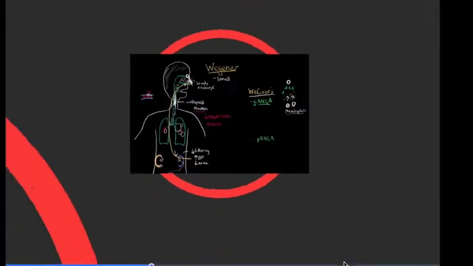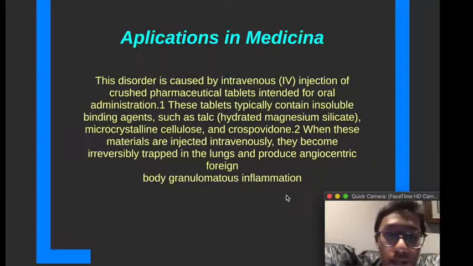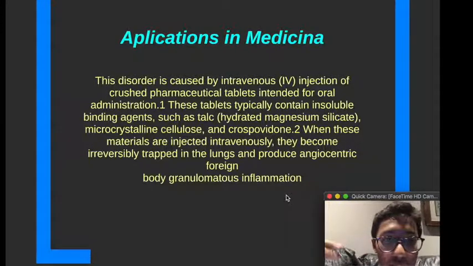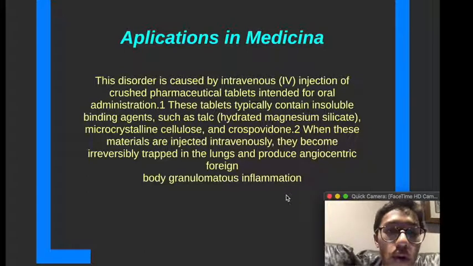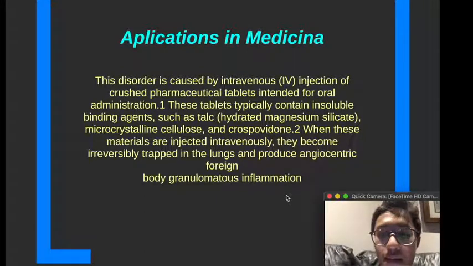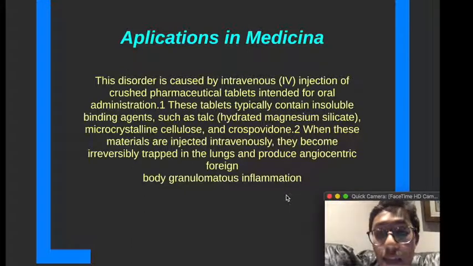Well, let's move on. What are the implications in medicine? This disorder is caused by intravenous injection of crushed pharmaceutical tablets intended for oral administration. These tablets typically contain insoluble binding agents such as talc, that is hydrated magnesium silicate, microcrystalline cellulose, and crospovidone. When these materials are injected intravenously, they become irreversibly trapped in the lungs and produce angiocentric foreign body granulomatous inflammation.